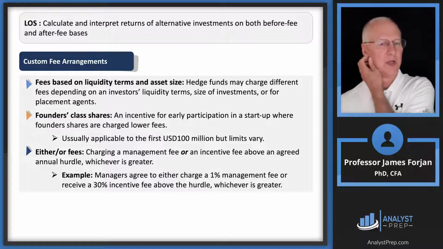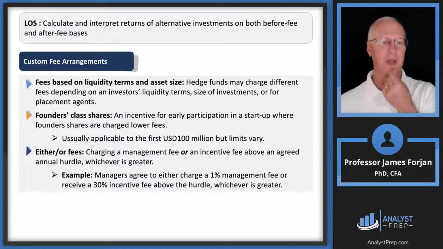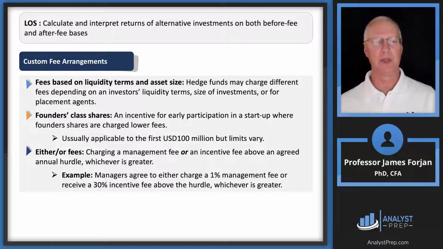Notice that arrow point there, the dark arrow point. That's usually applied to probably the first $100 million, but that limit could be almost anything. It could be 10 million or it could be a billion, but 100 million seems to be kind of the standard. And then there are either or fees.